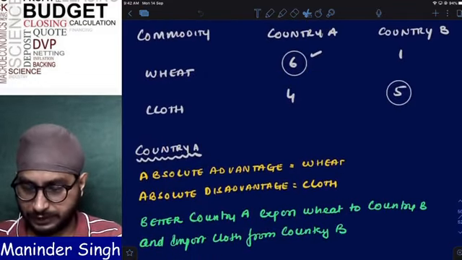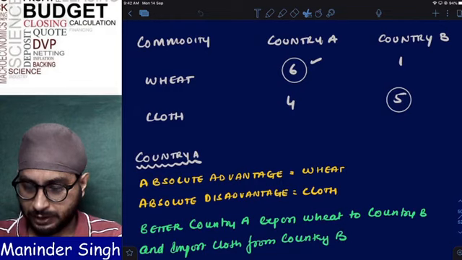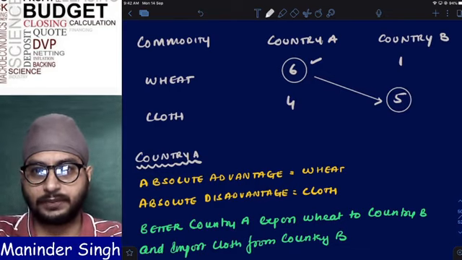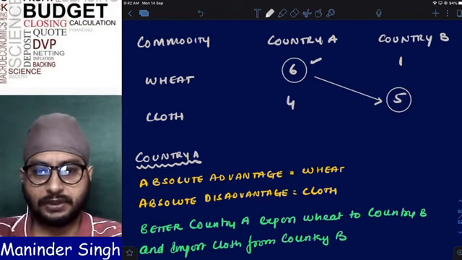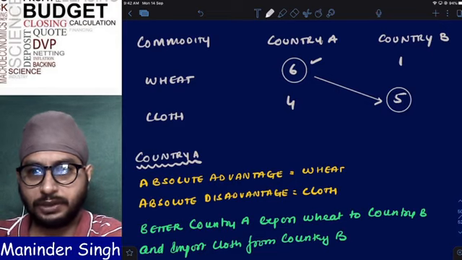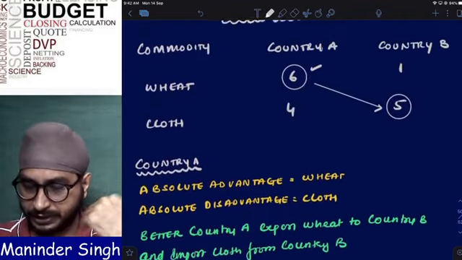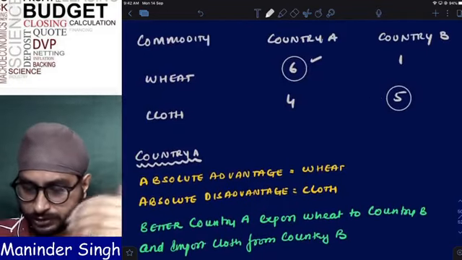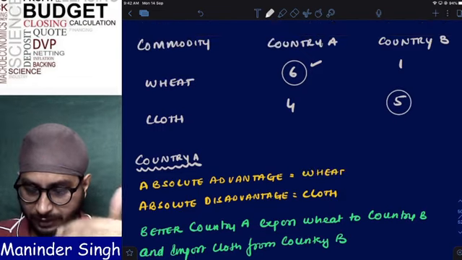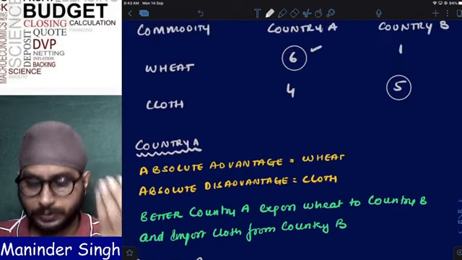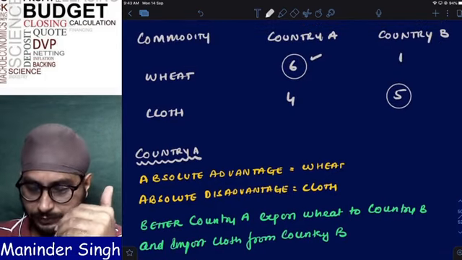Now let us say, for example, how many units of wheat will country A give to country B? Can you tell? 6 units. And when I'm giving 6 units of wheat, I'm giving them to whom? Country B. Now how many units of cloth will I take from you then?